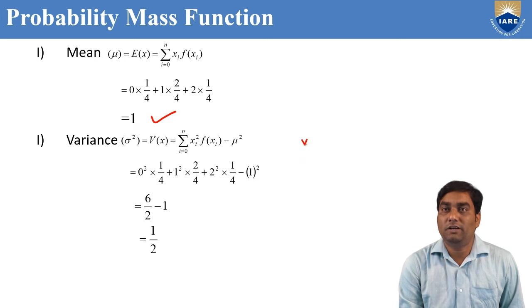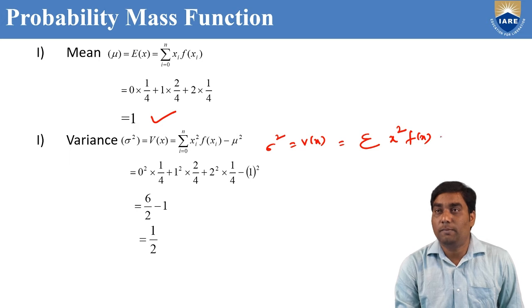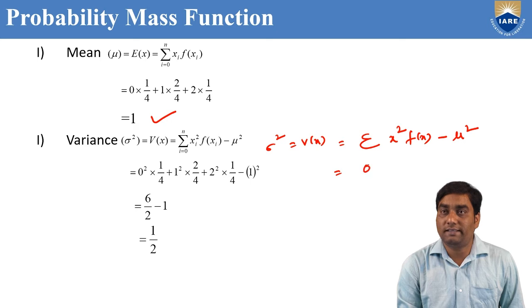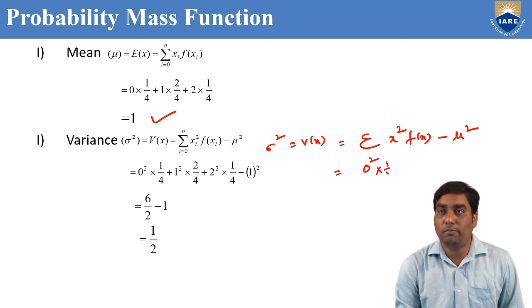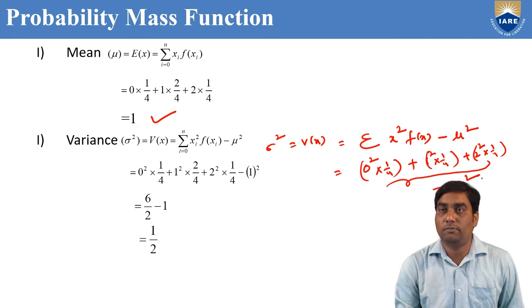After getting the mean, we can find the variance, which is denoted by sigma square, and it is defined as sigma X square into f of X minus mu square, where mu equal to mean. Now, X is 0: 0 square into 1 by 4 plus X is 1: 1 square into 1 by 4 plus X is 2: 2 square into 1 by 4. This is the value of sigma X square into f of X minus mu square, where mu equal to 1, 1 square. If you simplify, we'll get 1 by 2.